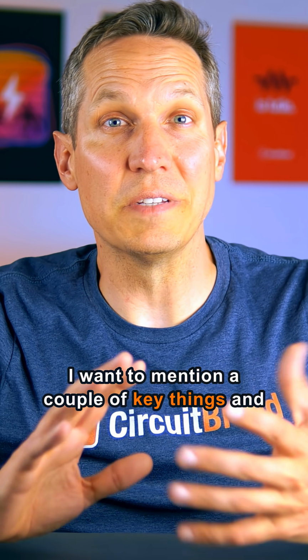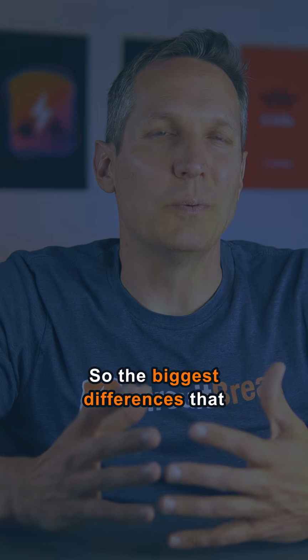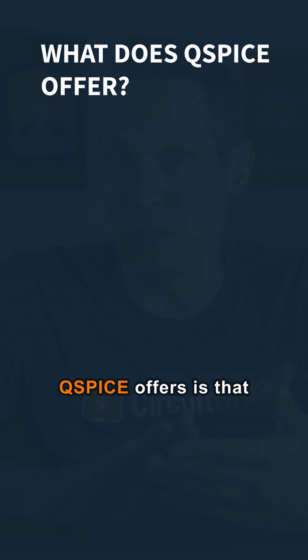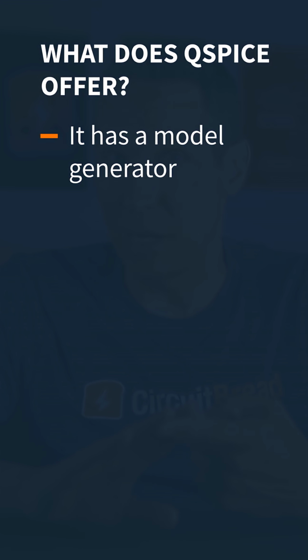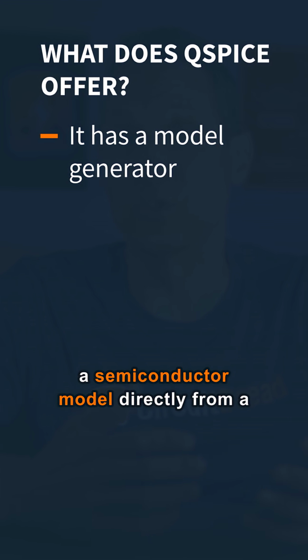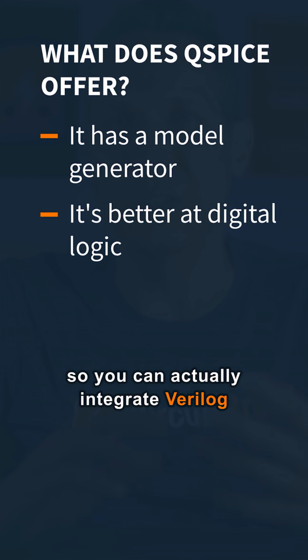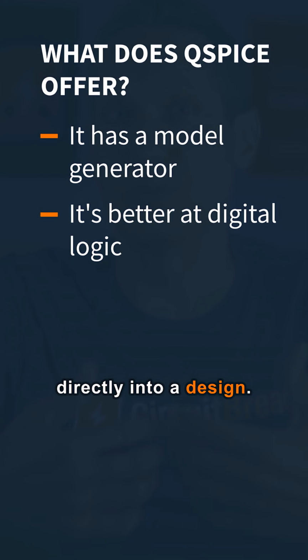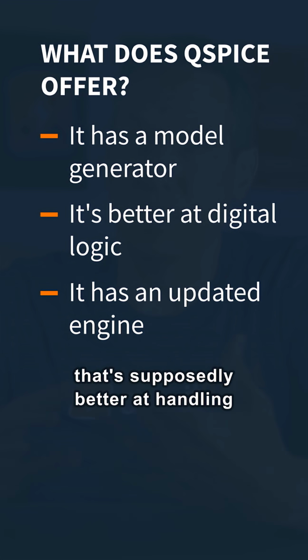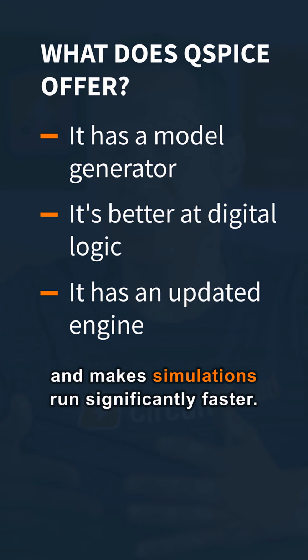I want to mention a couple of key things and kind of the reason why we're doing this video. The biggest differences that QSPICE offers is that it has a model generator, so you can very quickly create a semiconductor model directly from a datasheet. Another big benefit of QSPICE on paper is that it's better at digital logic, so you can actually integrate Verilog directly into a design. And then finally, it has an updated engine that's supposedly better at handling nonlinear circuits and makes simulations run significantly faster.